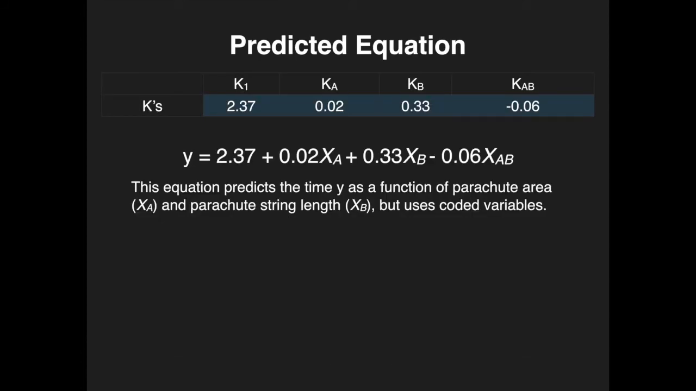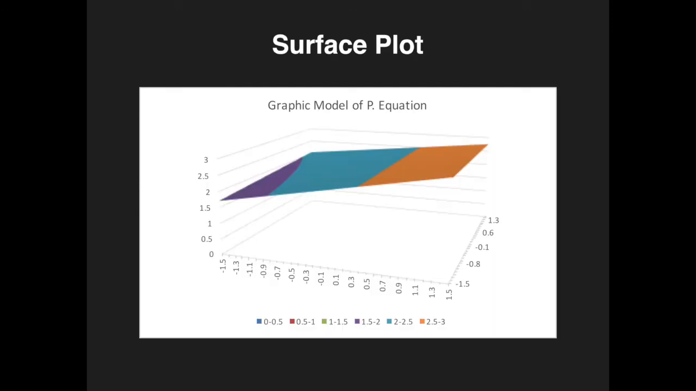Here is the main equation that was derived by utilizing DOE mathematical modeling methods. This equation is useful in that it can predict the flight time y as a function of parachute area x sub a and parachute string length x sub b. One can clearly see from this surface plot that as both parachute area and string length increase, so does flight time.